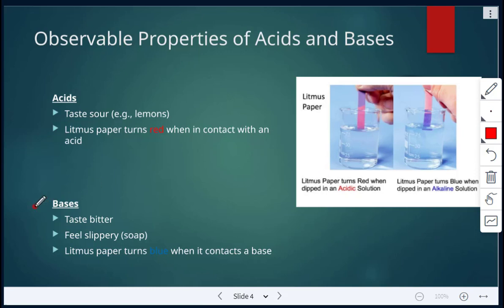Bases taste bitter, and they feel slippery like soap. Soap is an example of a base. And then the litmus paper will turn blue when it contacts a base. So here we have litmus paper turning blue when it's dipped in an alkaline solution. And anytime you see the word alkaline, it means basic.